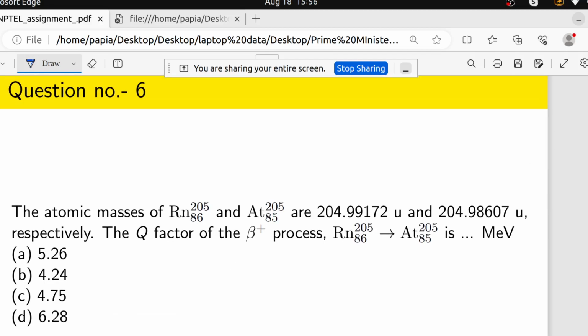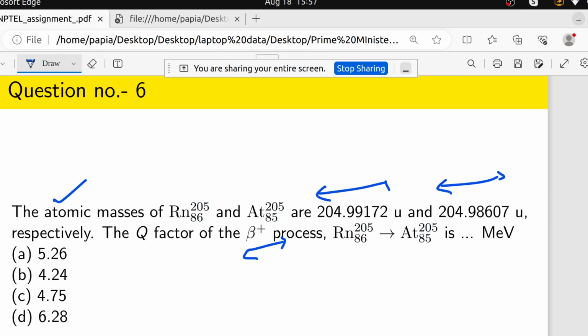Okay, now see this one. The atomic masses of Rn 86205 and At 85205 are this one and this one respectively. The Q factor of the beta plus process. So here the beta plus process is given, and they are asking what will be the Q value for that beta plus. There is a little bit tricky thing. I have already told that these are the atomic masses, whatever they are given, you can see here.